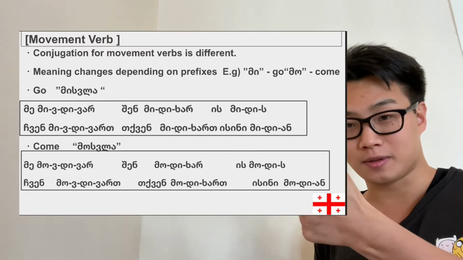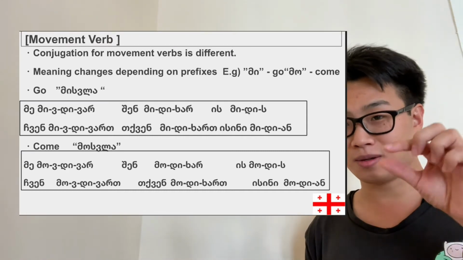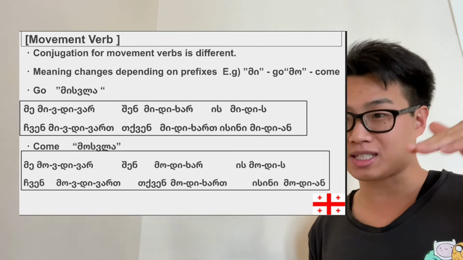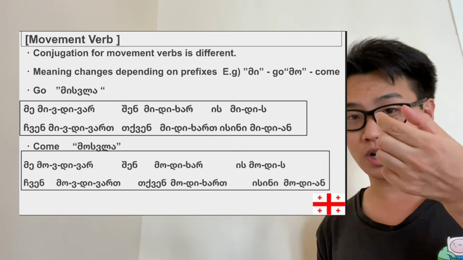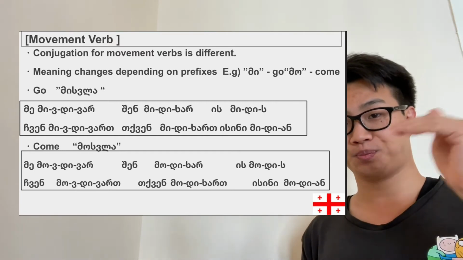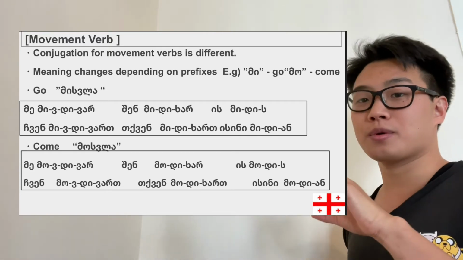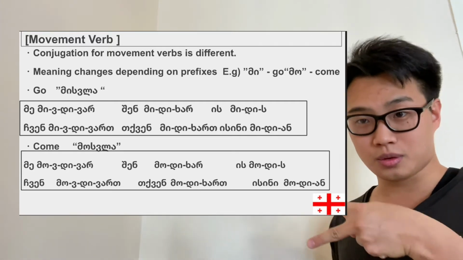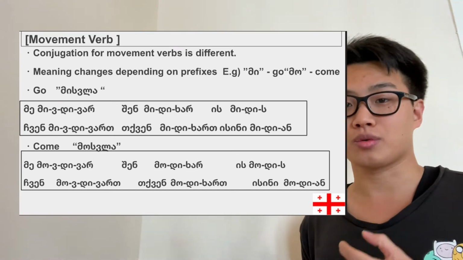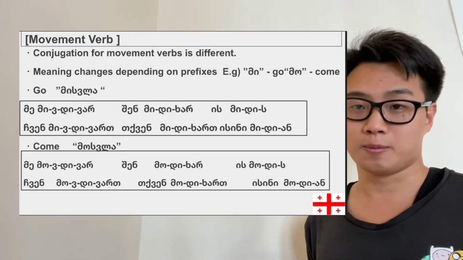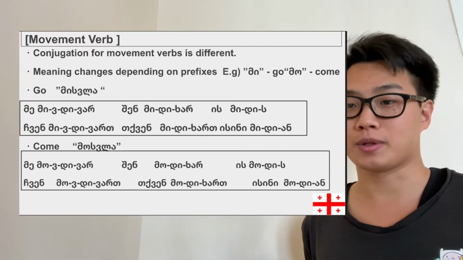For example, misvla, to go, mosvla, to come, asvla, it means to go up, or chasvla, to go down. Cha itself means to go down. So if we remember these two verbs in this video, it's kind of easy to guess how it conjugates for the movement. So let's just remember these two movement verbs here.